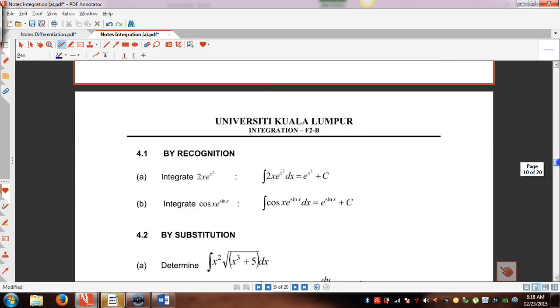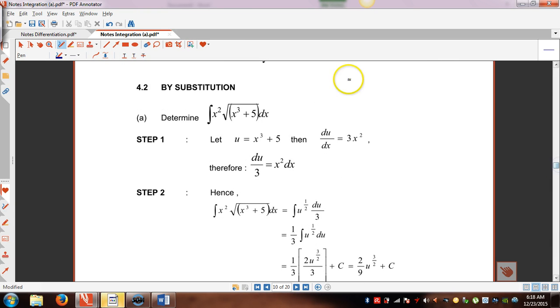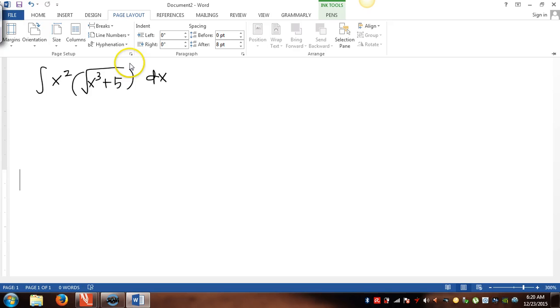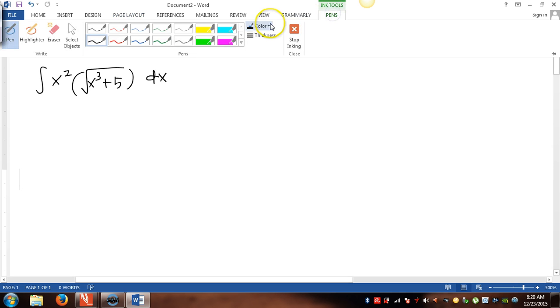So we look at an example by the substitution method. This is your example: the integral of x squared times square root of x cubed plus 5, dx. Alright, so we look at the sketch paper. First of all, we look at the integration of the example.